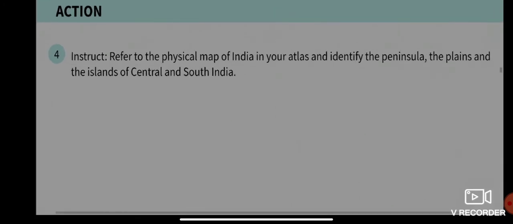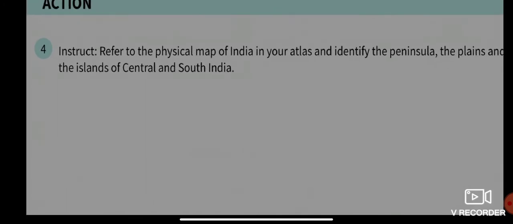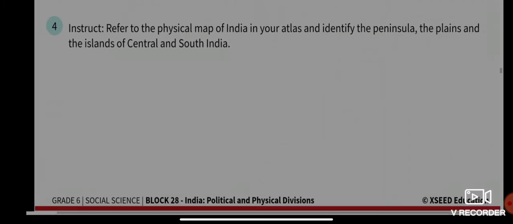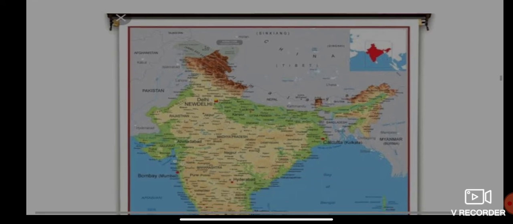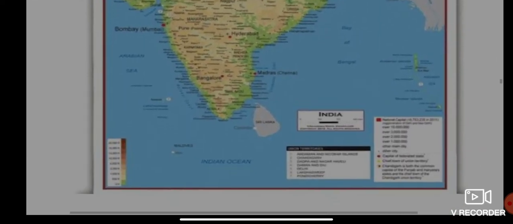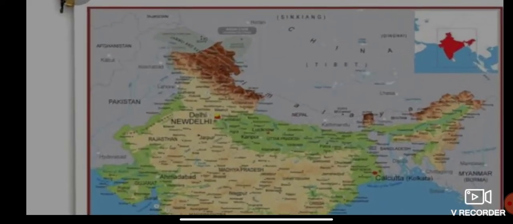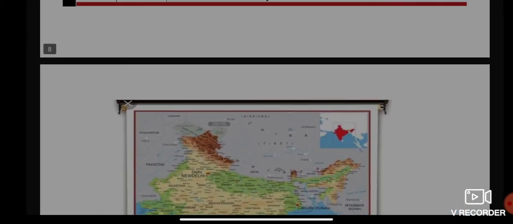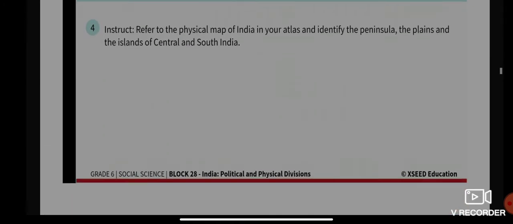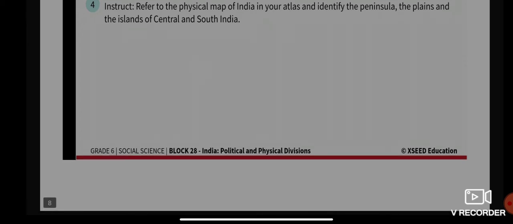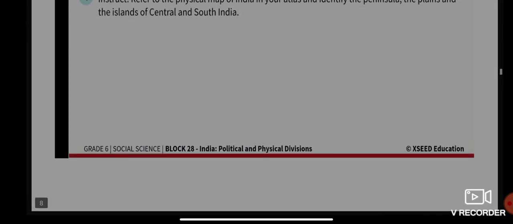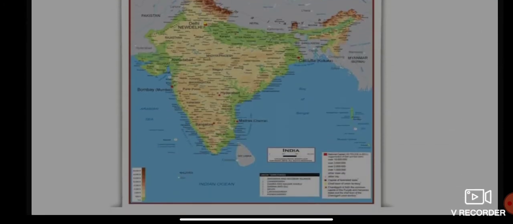Now you have to refer to the physical map of India in your atlas, and you have to identify the peninsula, the plains, and the islands of Central and South India. For that you will need a physical map of India. This map is actually not so visible, so you can always use your atlas book, or any material consisting of a physical map of India. I hope you are following me.